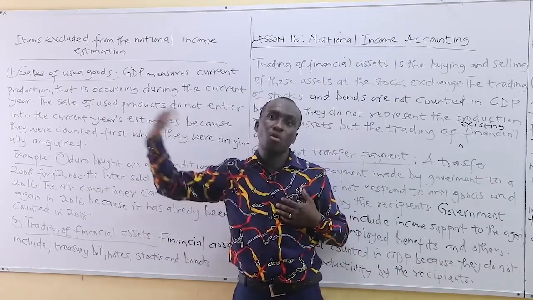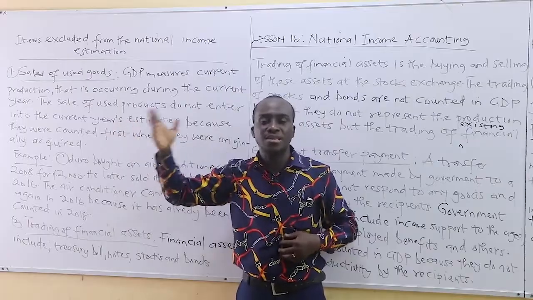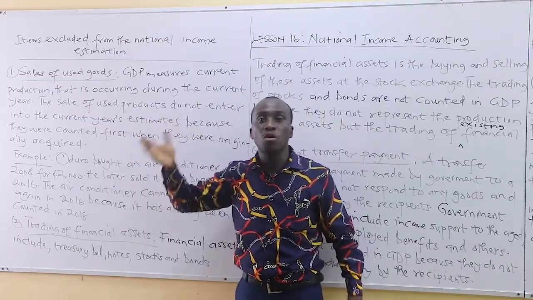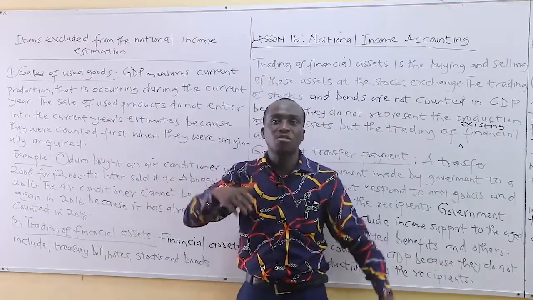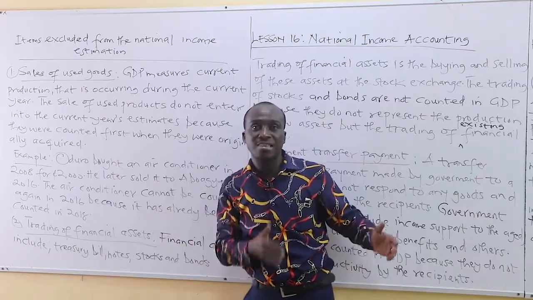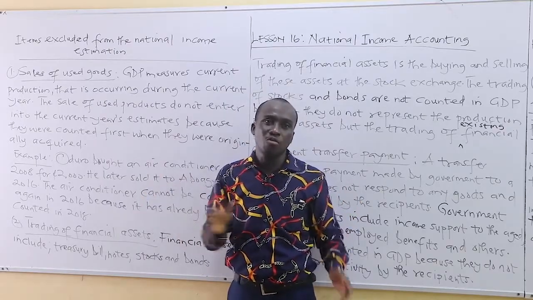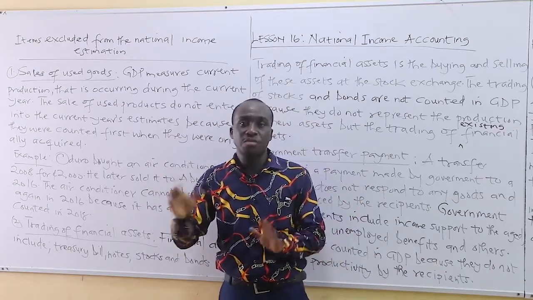But bonds are for the long term: 7 years, 10 years, 15 years. You also have centurion bonds, 100 years or 50 years. In Ghana, for instance, our bonds are 7, 10, or 15 years. We don't have 20 or 25. Most of our bonds are 8 years, 9 years, or 15 years, right?